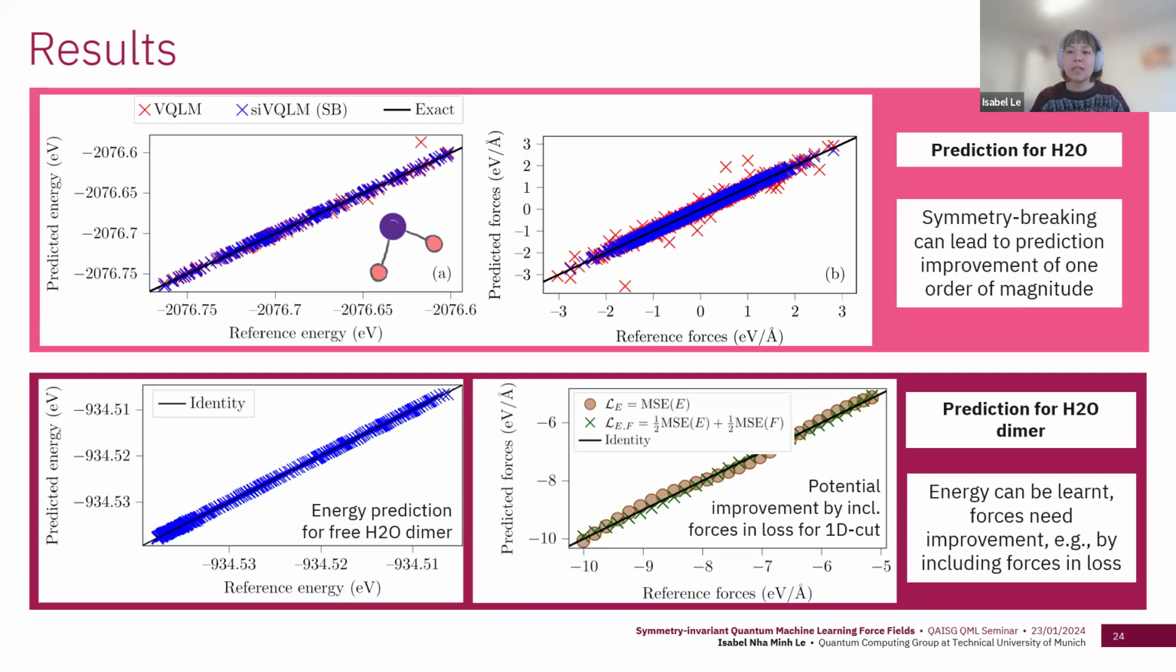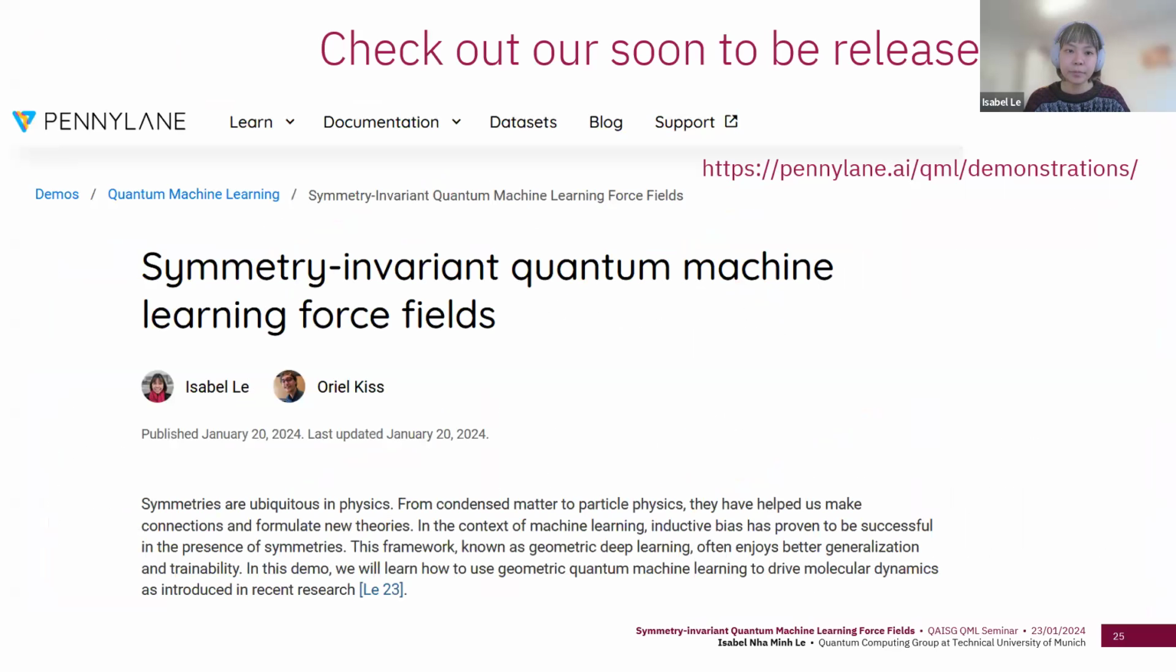But for the specific case of a so-called 1D cut, where we only allow one atom to move, we could already see that including the forces leads to an improvement of force prediction. So this could be a promising way to enhance the current model for the water dimer case.